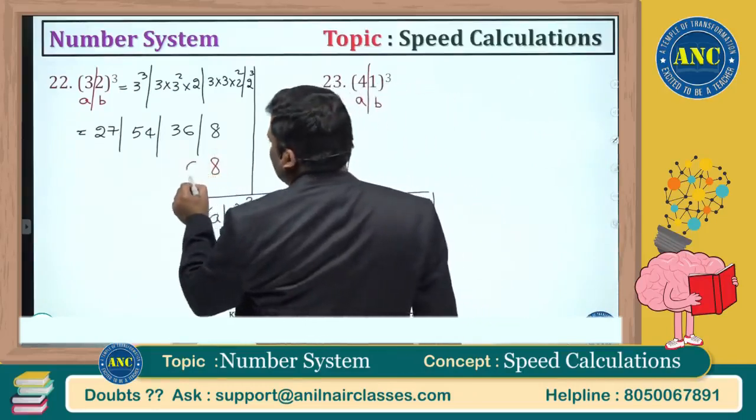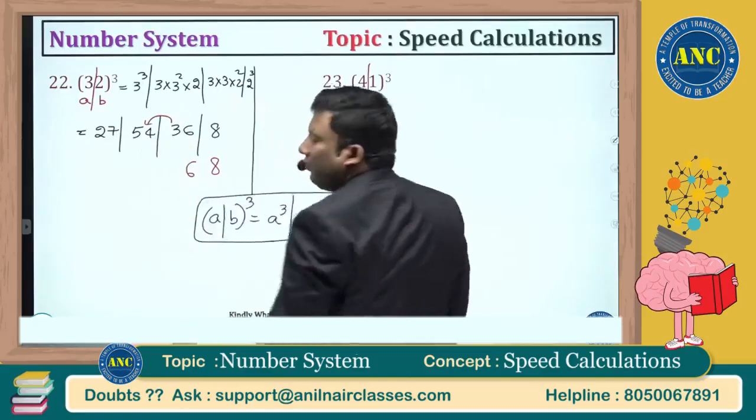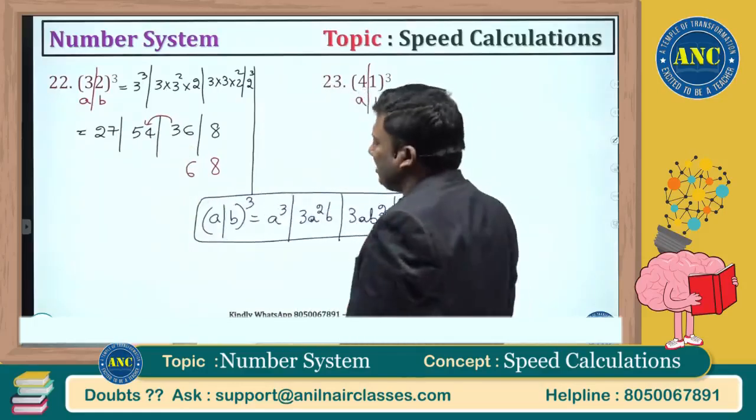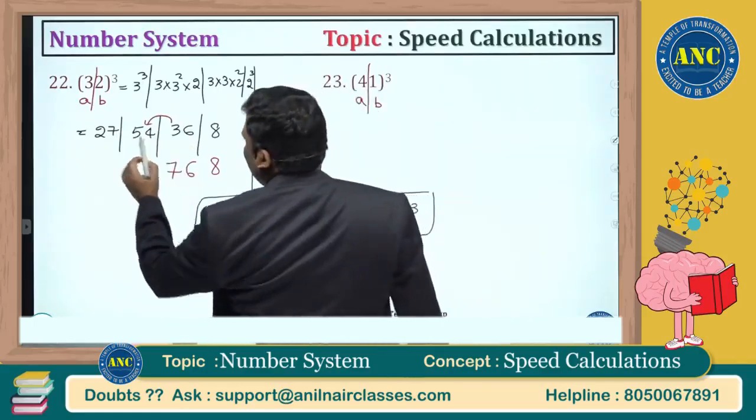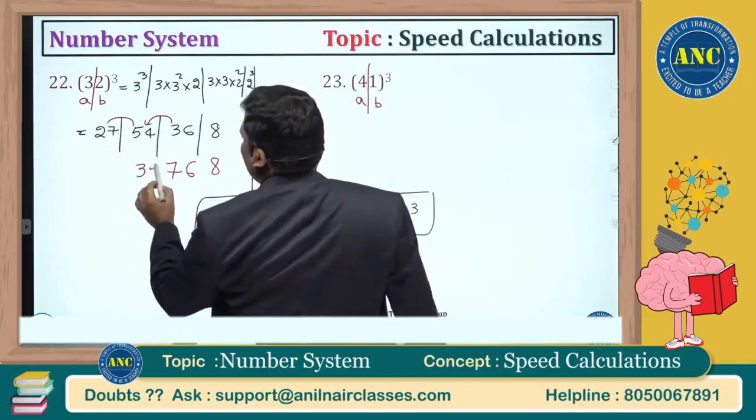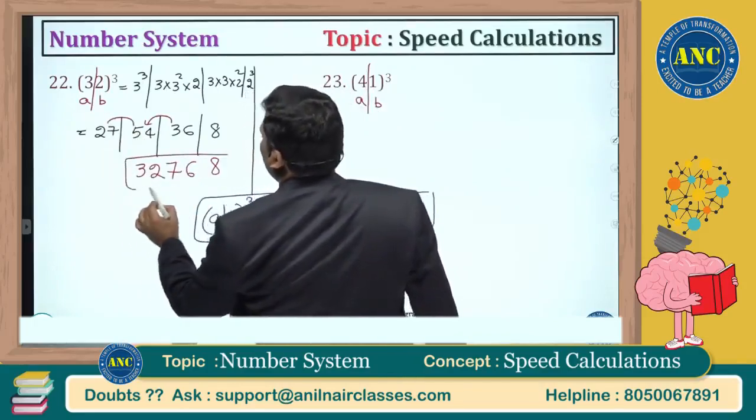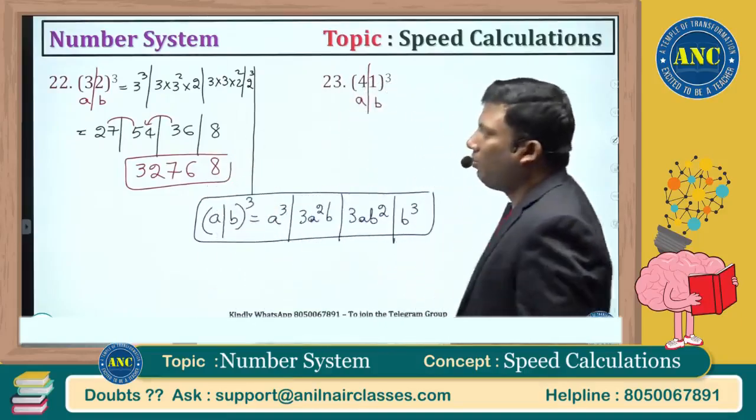36, unit digit is 6, 3 carried. 54 plus 3 is 57. Write down unit digit 7, 5 carried. 27 plus 5 is 32. This is how one finds the cube of a number.